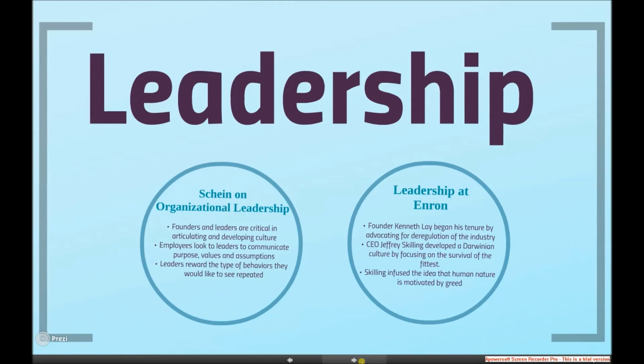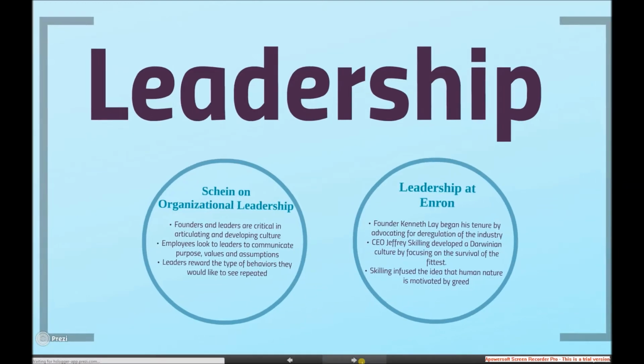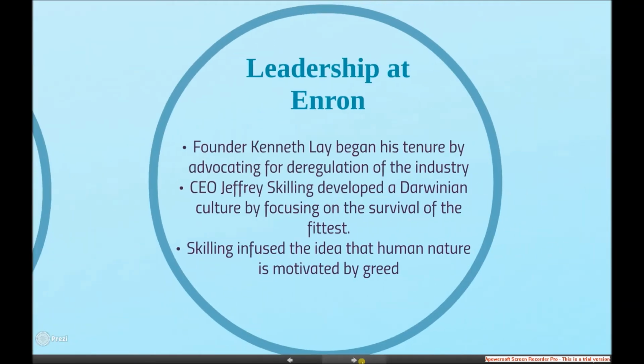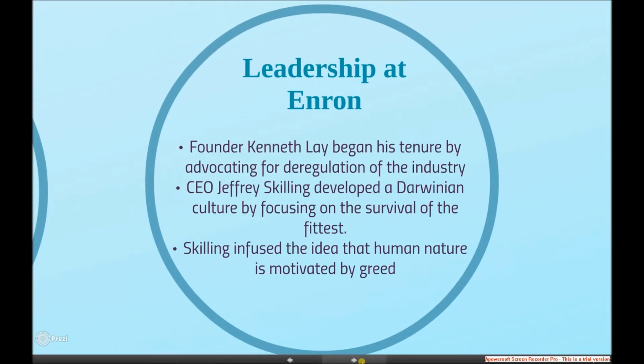On to leadership. Schein viewed the founders and leaders as critical in developing culture. Employees will look to them to communicate the purpose, values, and assumptions of a group, and they look to them to reward different types of behavior. Within Enron's organizational leadership, we had 2 main leaders that we focused on.